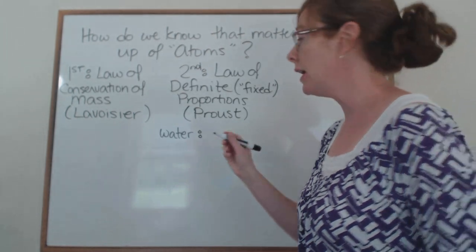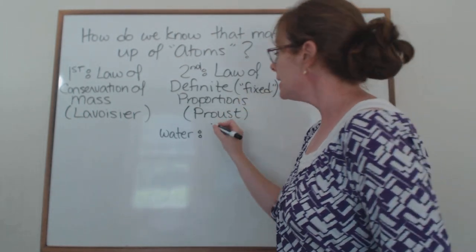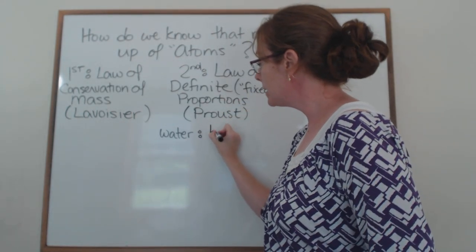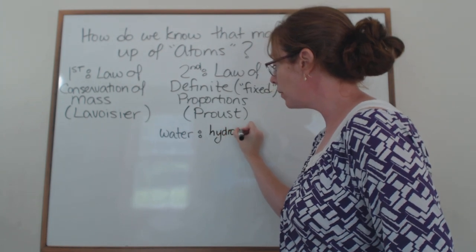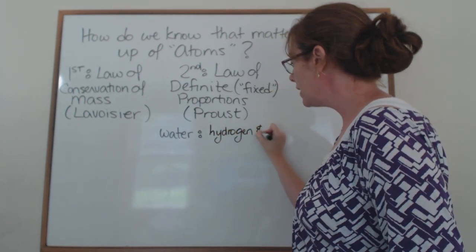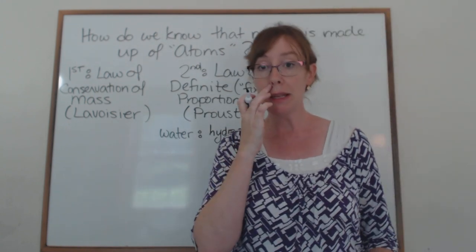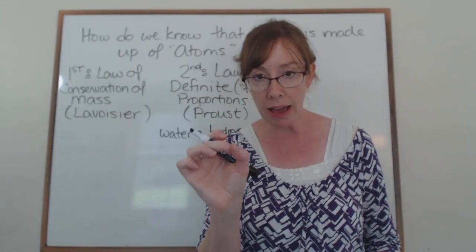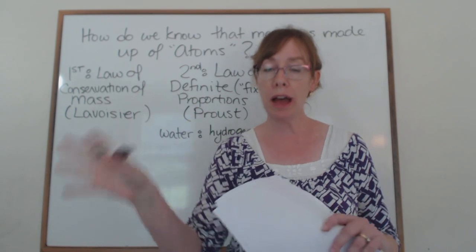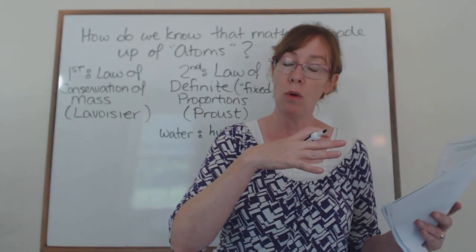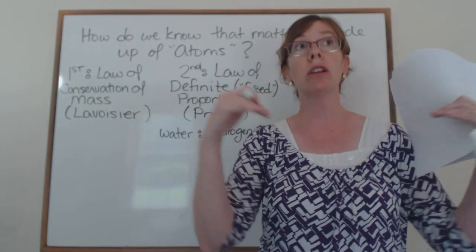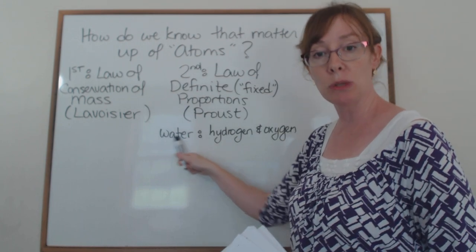What they did know at the time is that water was made up of two elements. They knew that water contained both hydrogen and oxygen. At the time, they knew about the elements. They didn't know that they existed as atoms, but they knew that hydrogen, the element, was different than oxygen, and that they could combine to make these compounds such as water.